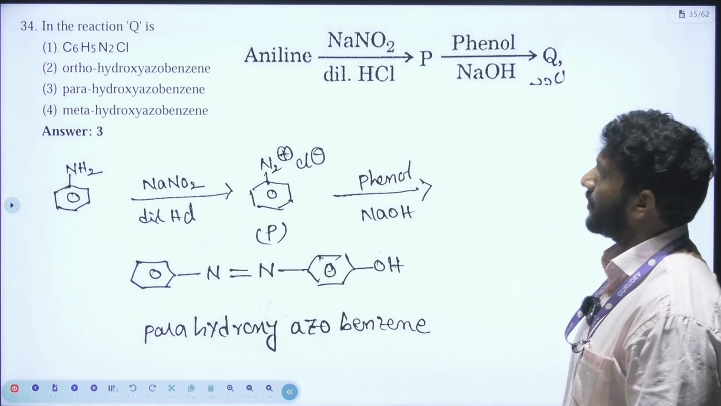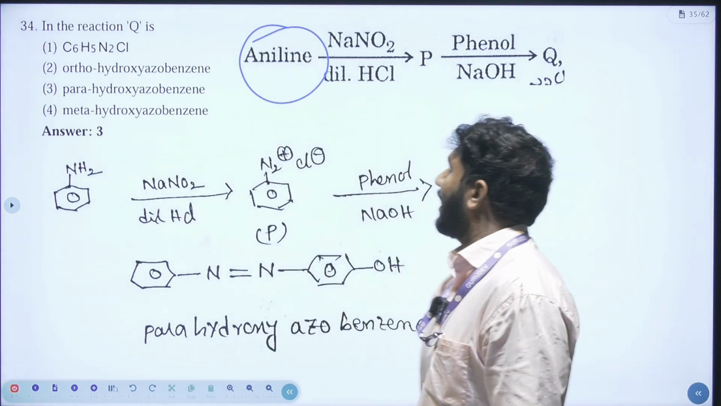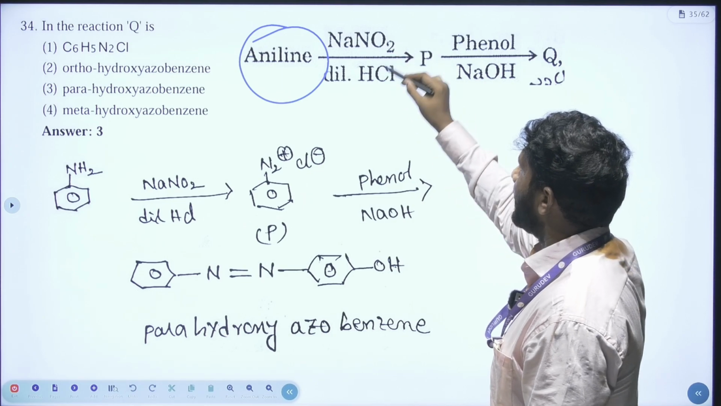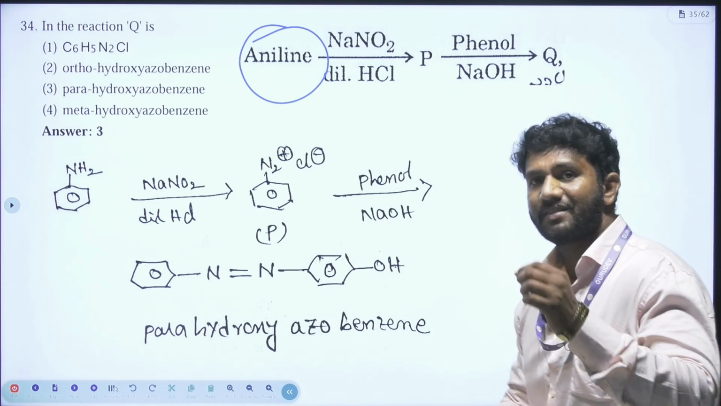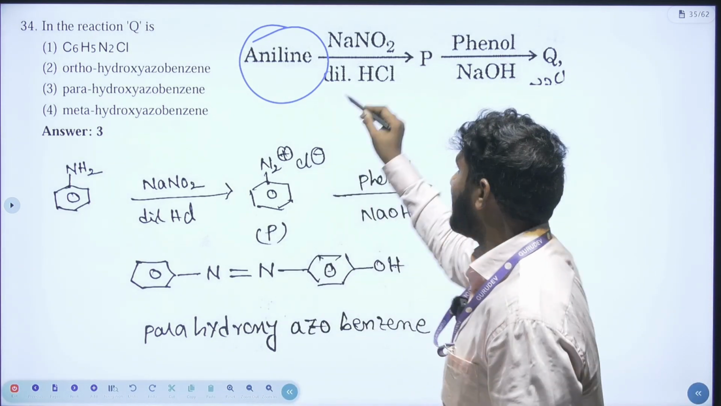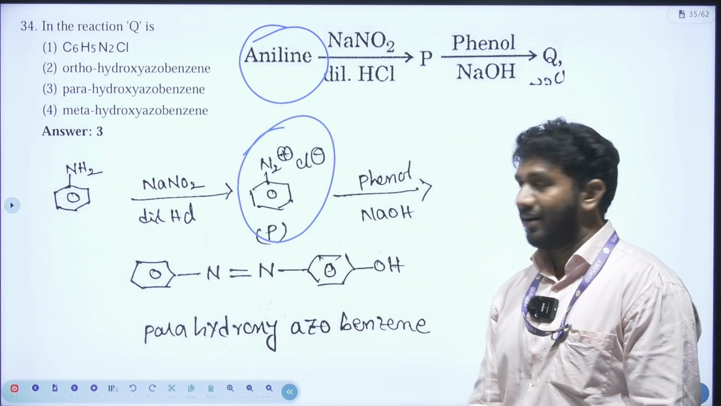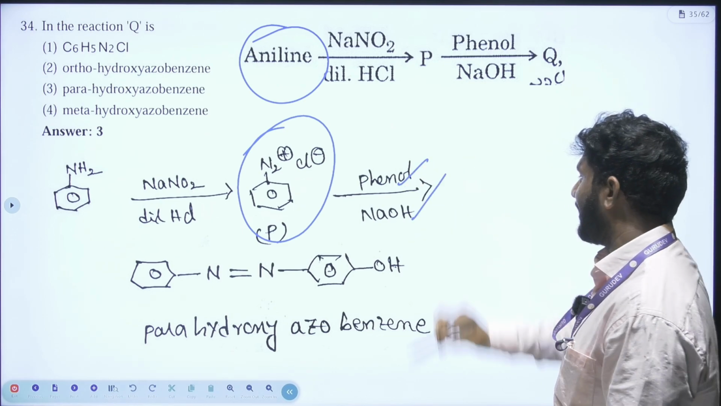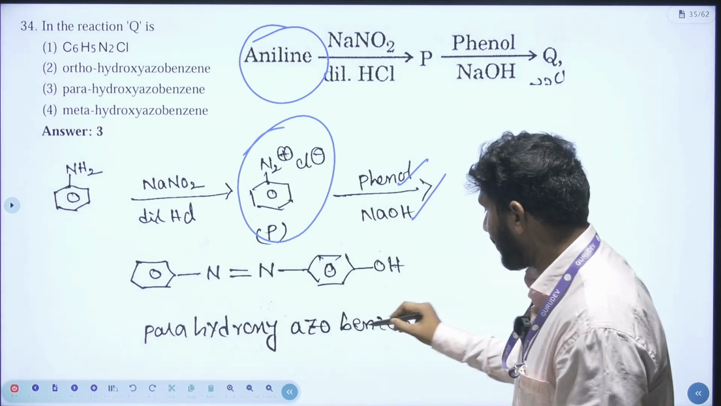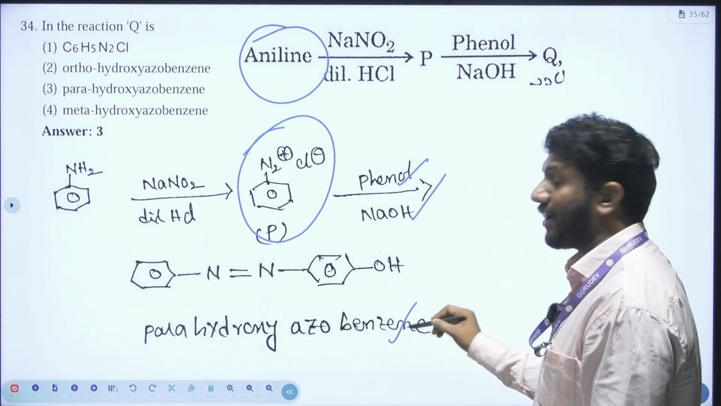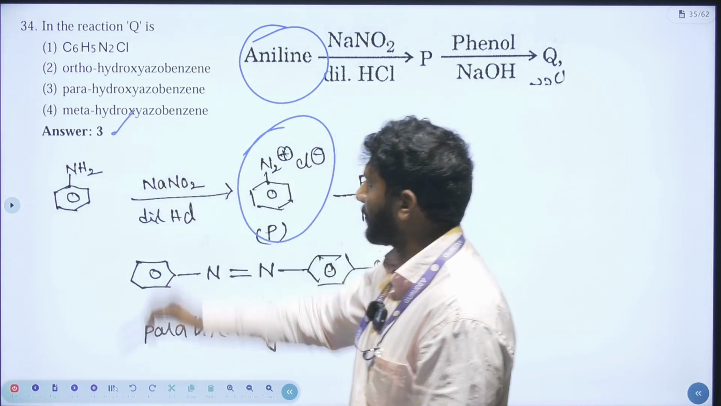In the reaction, Q is... okay, here the reaction is given. Aniline, when it reacts with sodium nitrite in the presence of dilute HCl, so this is Sandmeyer's reaction. Sandmeyer's, normally which product comes? Benzene diazonium chloride, and it is followed by phenol in the presence of NaOH. So this is a coupling reaction. The product obtained is para-hydroxyazobenzene. So the answer for this question is option 3.